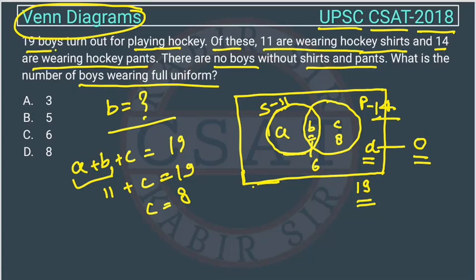And if B is 6, what will be the A? A will be 5, right? Because A plus B is equal to 11. So B is how much? B is 6. So the answer is option C.